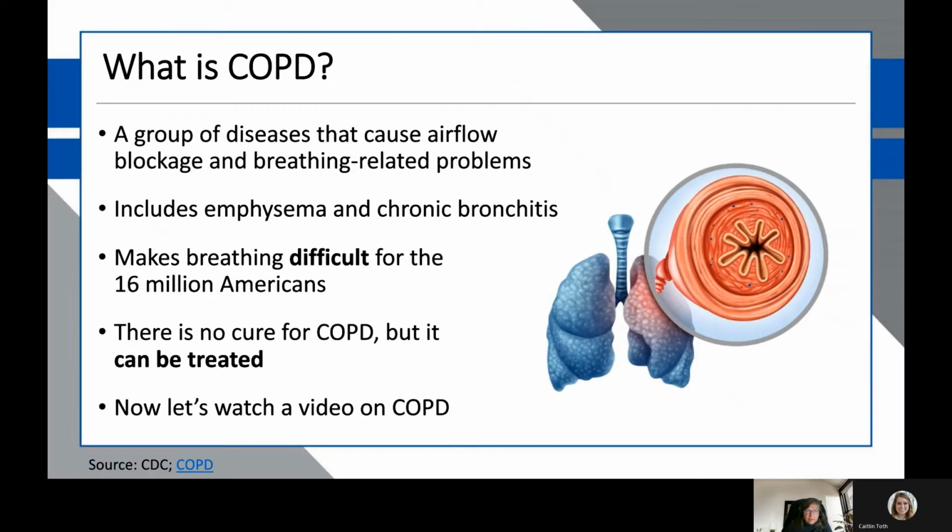What is COPD? It is a group of diseases that cause airflow blockage and breathing-related problems. This includes emphysema and chronic bronchitis. It makes breathing difficult for the 16 million Americans that have it, and there's no cure for COPD, but it really can be treated. Now let's watch a video on COPD.